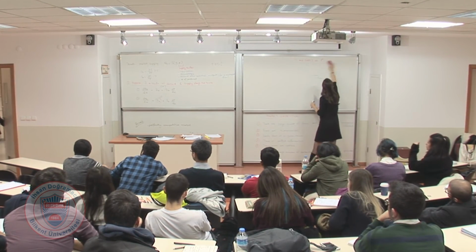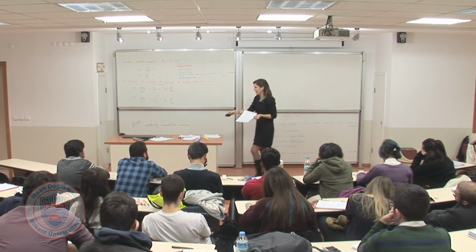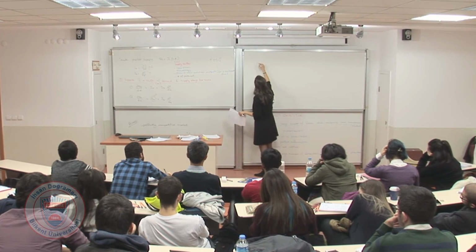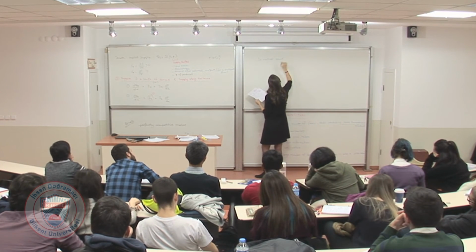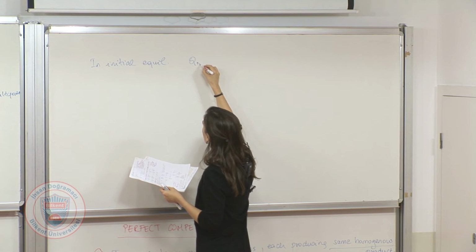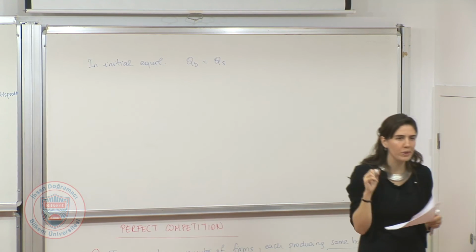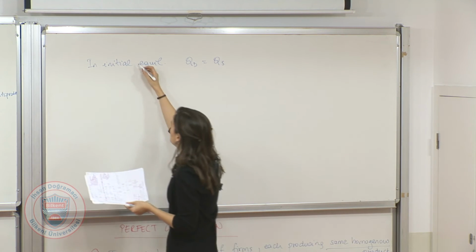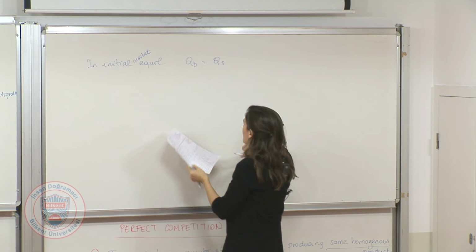Okay, so let's actually have this. Did you get this, right? Remember, let me write this. We know that in initial equilibrium, quantity demanded QD was equal to QS, right? This is the equilibrium condition. In the initial market equilibrium, these were the same, okay?